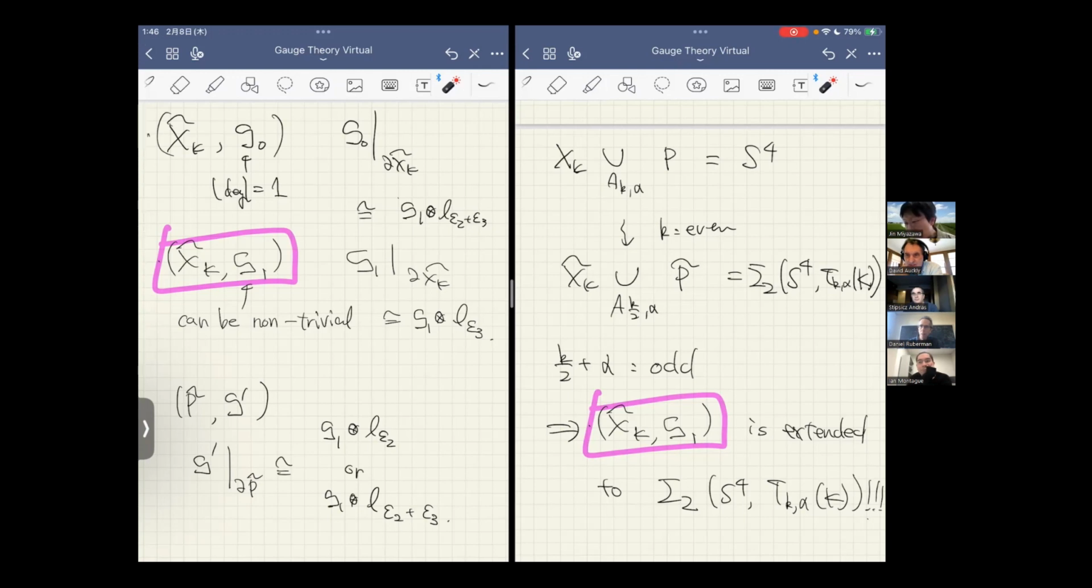Yes. I think we can calculate our invariant for some invariant of not K. But I don't know what the invariant actually is. So do you suspect that it's a classical invariant?